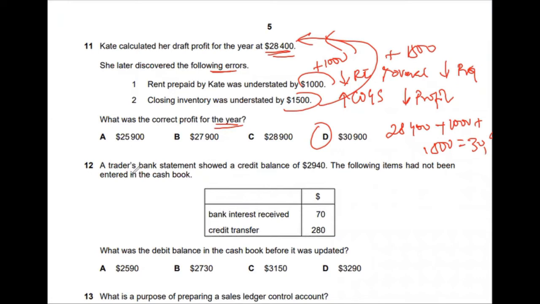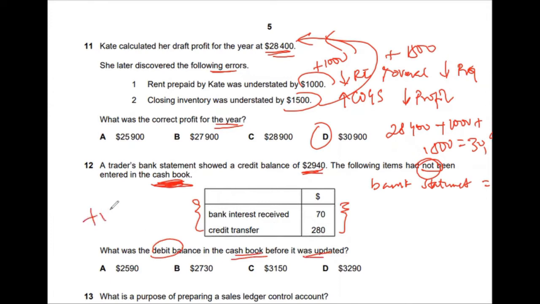Multiple choice 12. A trader's bank statement showed a credit balance of 2940. So this is the bank statement balance. The following items had not been entered in the cash book. What is the debit balance in the cash book before it was updated?